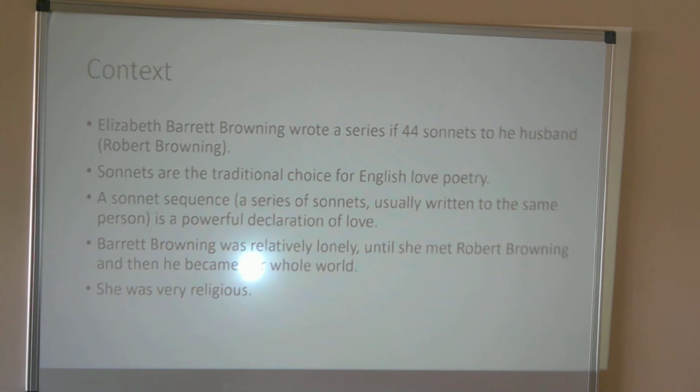Elizabeth Barrett Browning led a rather unusual life. She was incredibly religious, but was relatively lonely until she met Robert Browning. And on meeting him and falling in love, he became her whole world. Unfortunately for Elizabeth Barrett Browning, her father disowned her and really ostracised her, so that her husband became the overriding dominant force in her life.